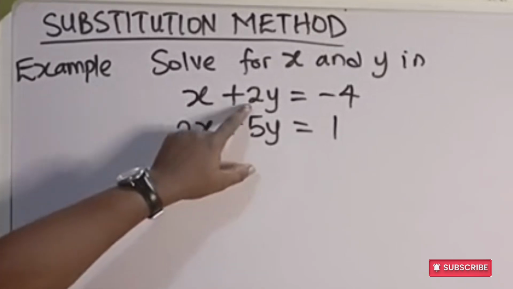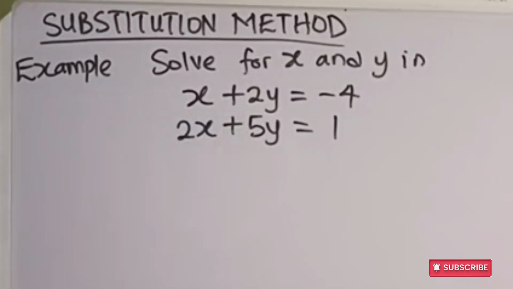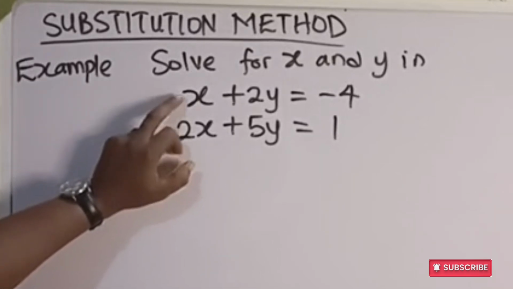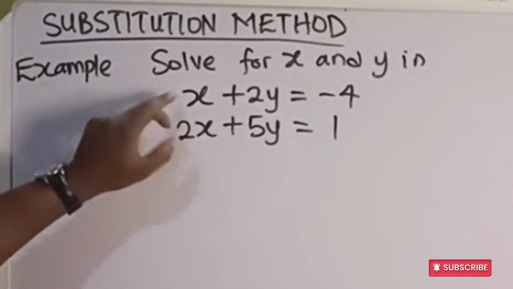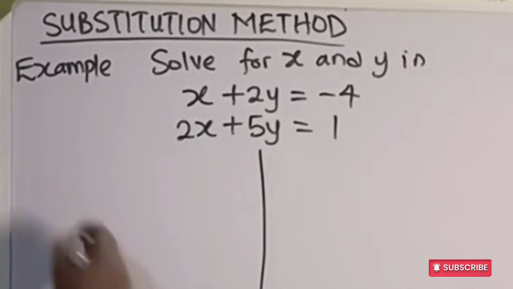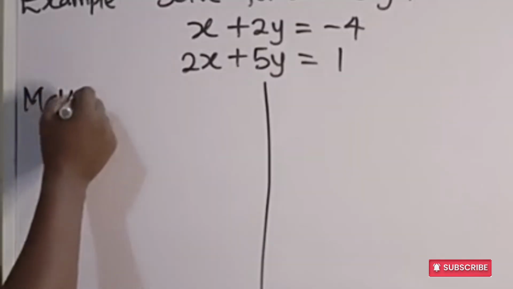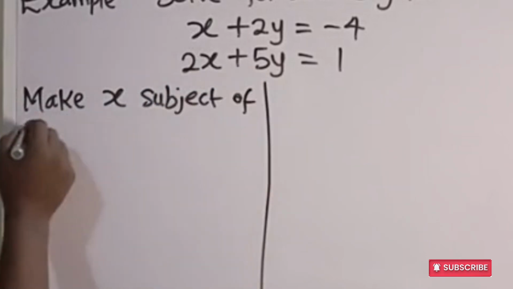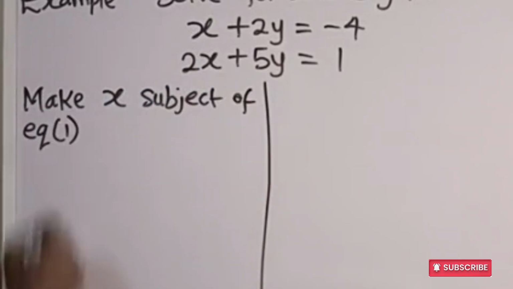If you make this the subject of the formula, it makes your work complicated. You're not going to get the wrong answer, but it just gives you more work than you should have gotten if you started with this one. Okay, so it's just a way out. When you see a variable that has a coefficient of 1, always make that the subject of the formula. So make x the subject of equation 1.